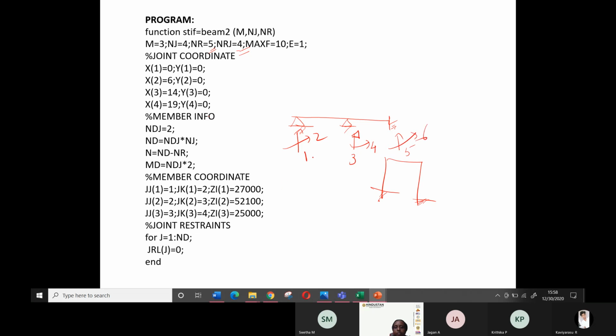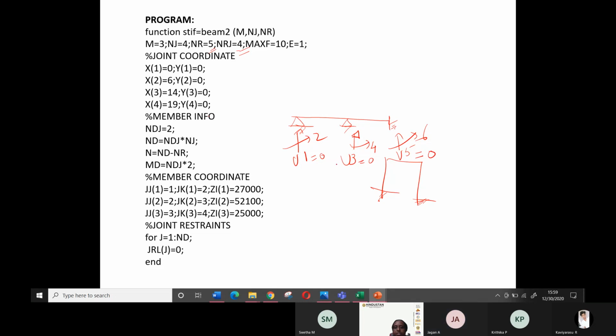Idhula edhellaam equal to 0? U2 is equal to 0. Correcta? U3 is equal to 0. U4 is equal to 0. U1 is equal to 0. And U5 is equal to 0.